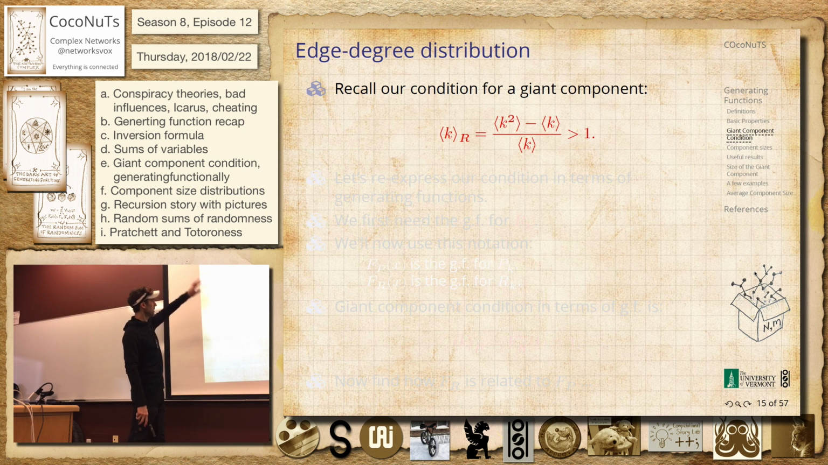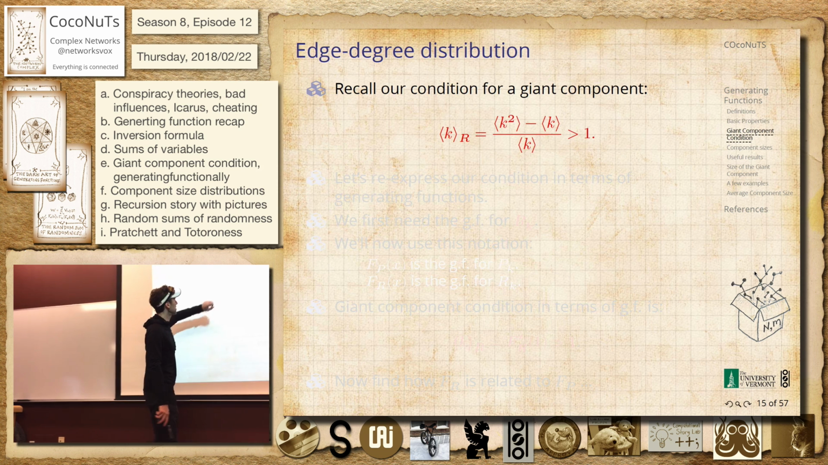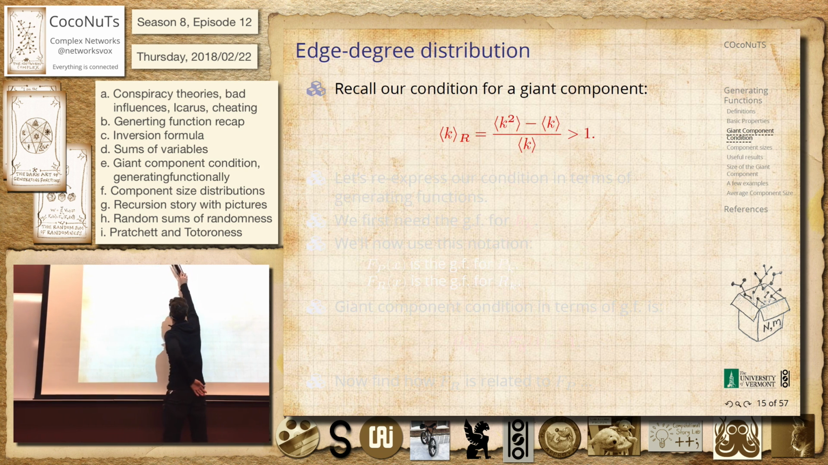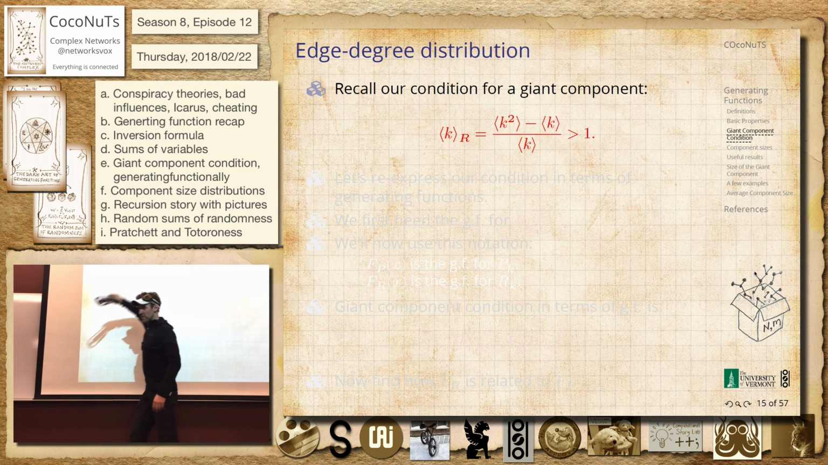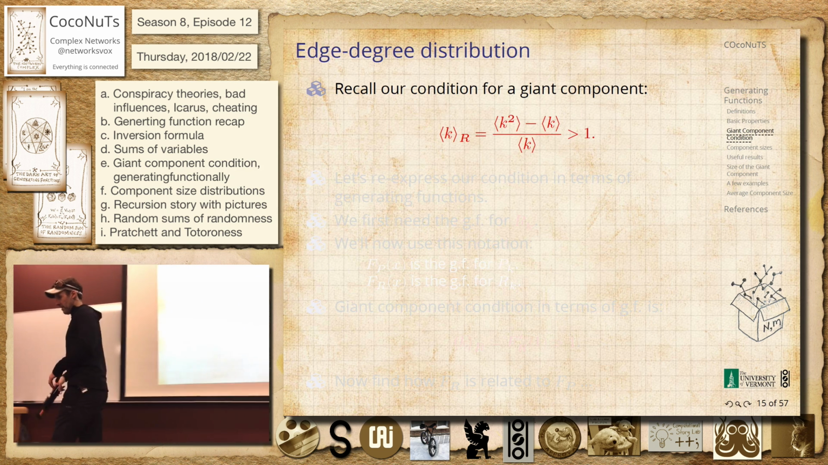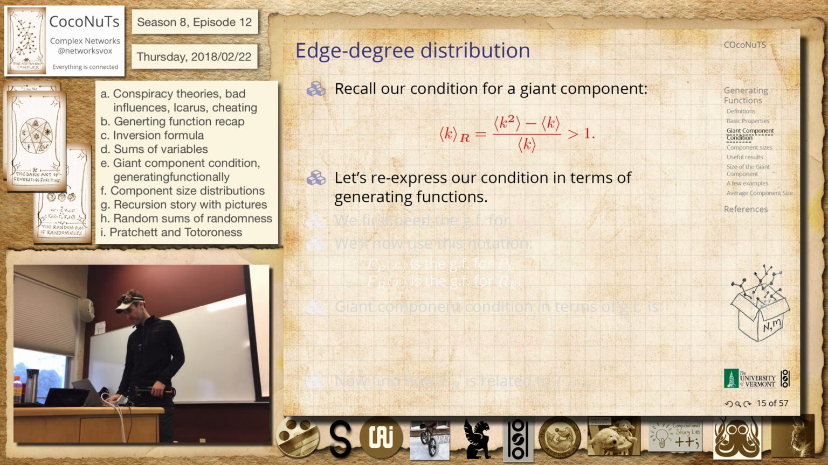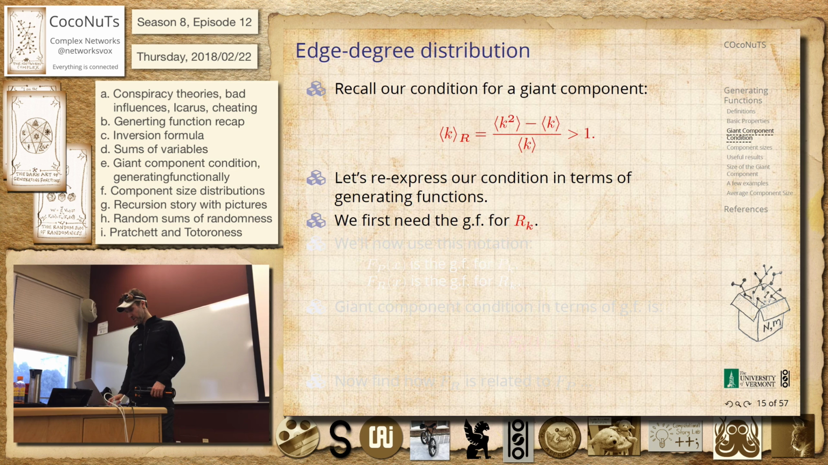We can put in things like disease spreading and so on, but this is just about the structure. We derived this result: the second moment minus the first moment, divided by the first moment. We talked about how you can mess around with this, but this is fine. And things explode if you have high variances. Your friends are strange. Okay, so we're going to write this in terms of generating functions.